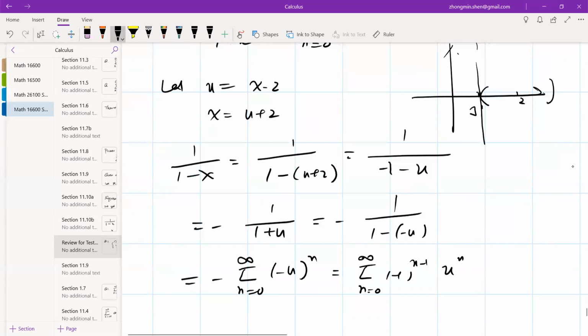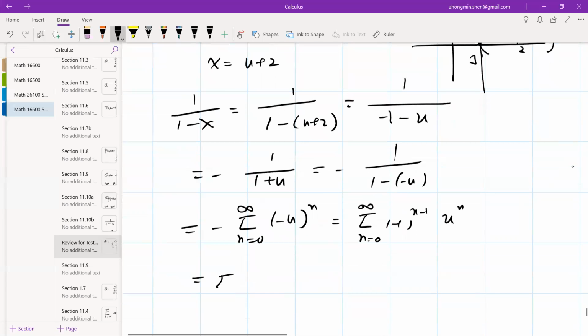Okay. Finally, we get the answer. That is going to be the sum with (x minus 2) to the power n. Great.